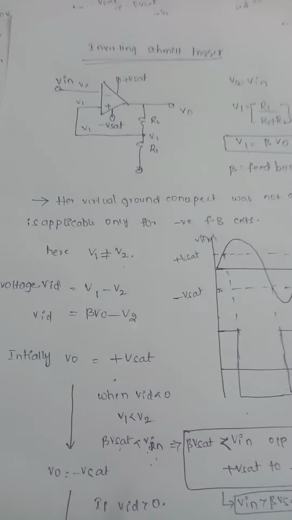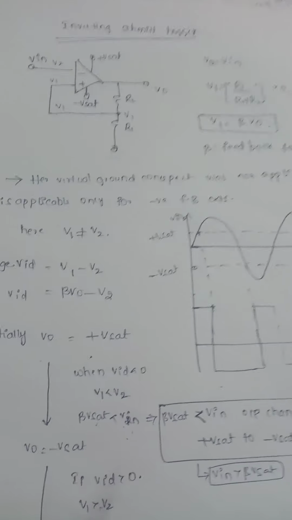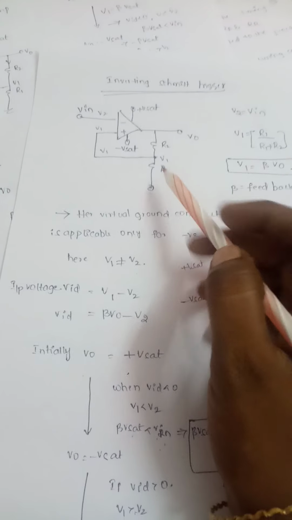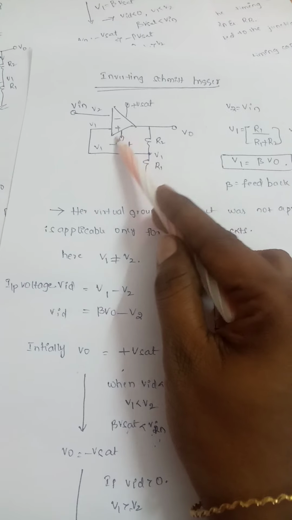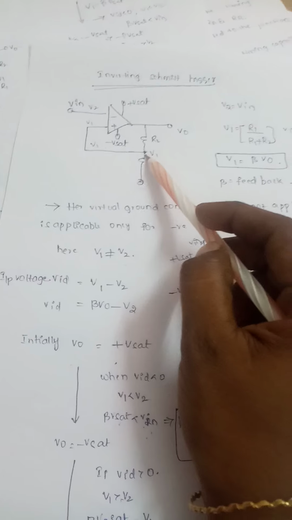Here this is the diagram for Schmitt trigger. Here we are giving input to the inverting terminal, and feedback can be applied from positive terminal, means non-inverting terminal. Here the main point is that the virtual ground concept is not applicable for the circuit. Why? Because here the feedback is connected from positive terminal.